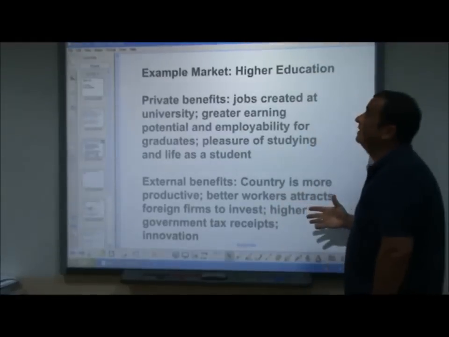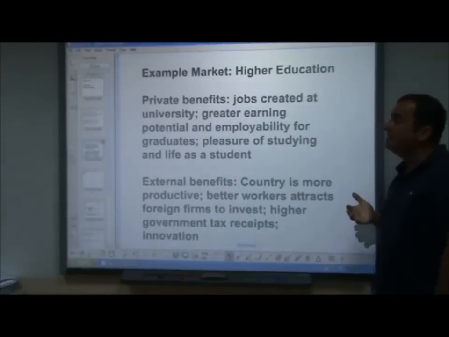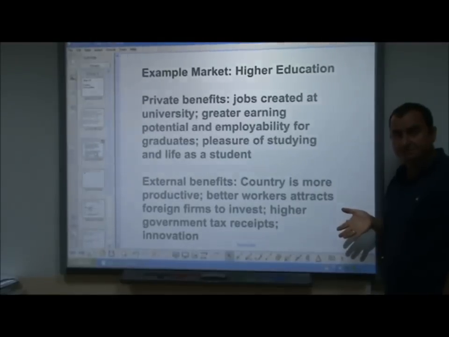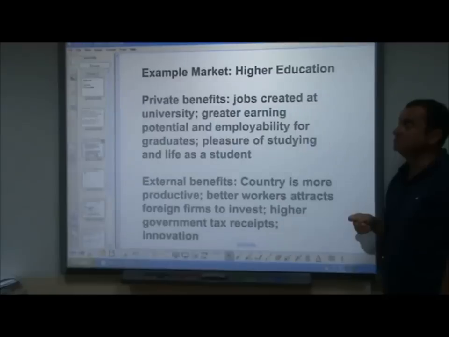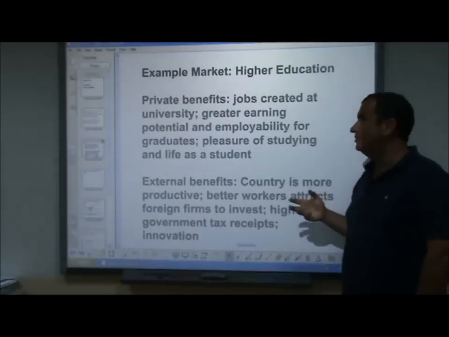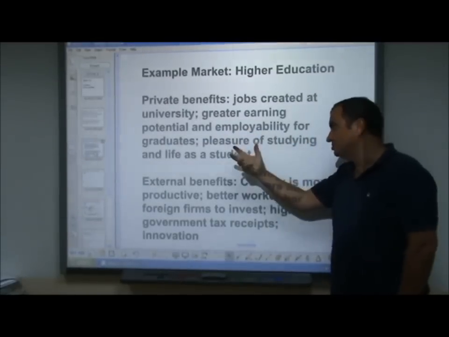So an example market might be the market for higher education. Private benefits of higher education, if it was left to the market mechanism, would be the jobs created at universities, good for a local economy, greater earning potential and employability for graduates. So that's why the customers of higher education would go, because they see benefits for themselves, and perhaps the pleasure of studying and life as a student for a few years. They would be the benefits enjoyed by the university and by the students.